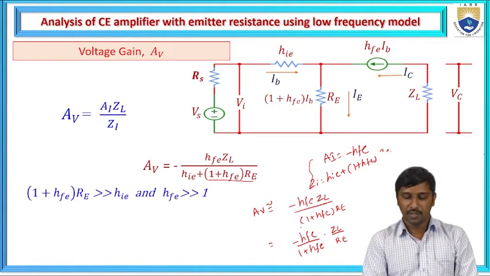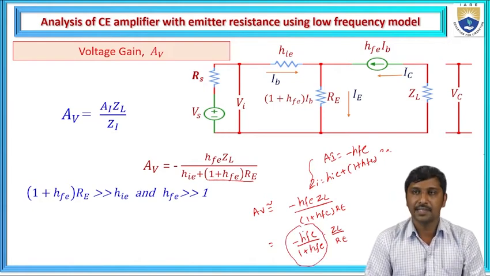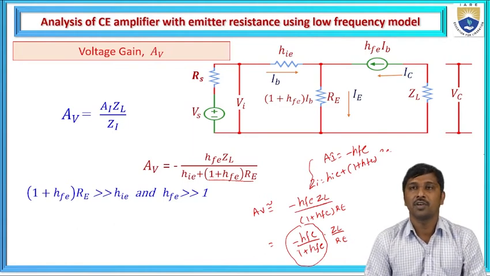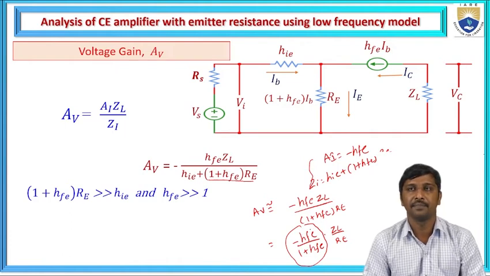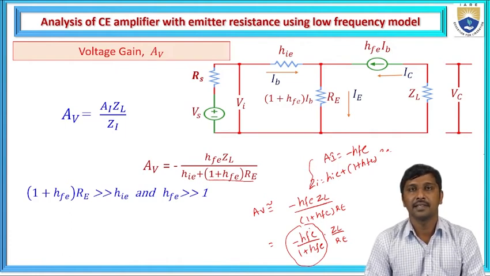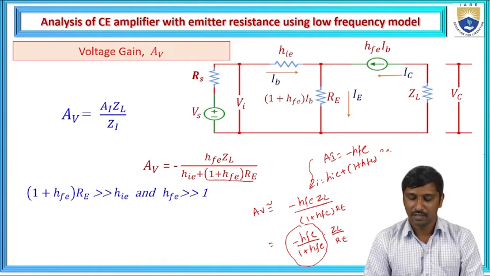So, if you observe this ratio, HFE by 1 plus HFE is approximately equal to unity factor. So by adding this emitter resistance, it stabilizes the voltage gain. Hence, with the voltage gain stabilized, the Q point also becomes stabilized. So that is the reason.